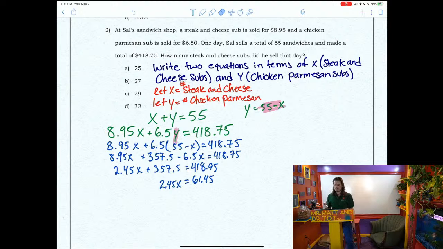And we're able to do that because the 2 equations that you're going to write in these types of questions, one will usually be for the number of items, and then the other is usually in terms of an amount of money.